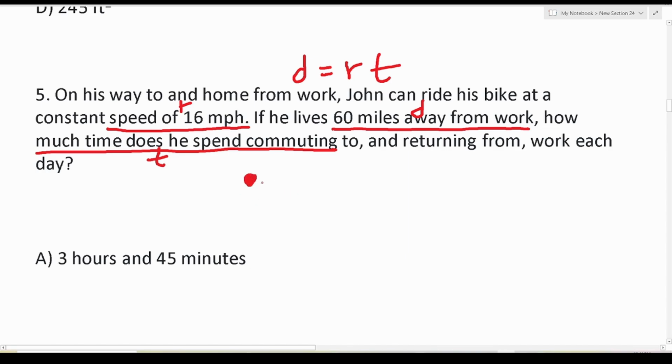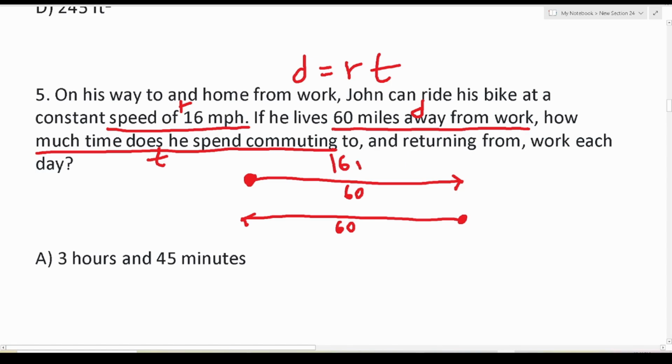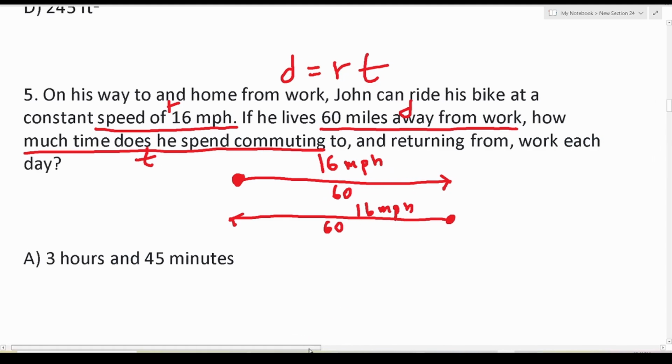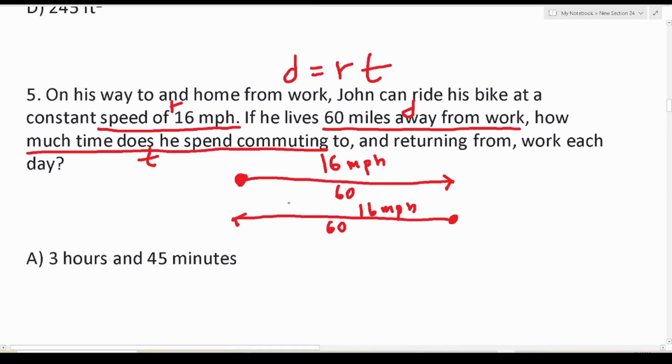Okay? And let's represent what we have going on here. Let's say this is John. This is him going to work. Again, that's 60 miles to get there. And let's say this represents him returning from work. That's him leaving work and going back home. We know in both cases, he rides his bike at a rate of 16 miles per hour. Okay, so that's what we have going on. That said, we're going to use the distance formula to figure out how long it takes for him to get to work, and we'll just double that since it's the same amount for him to get back home from work.